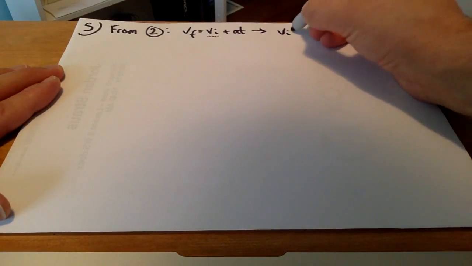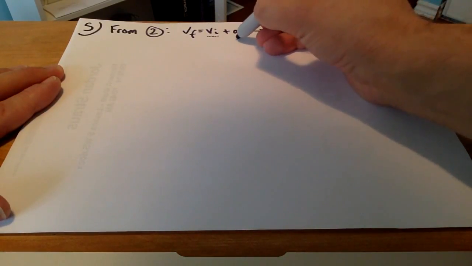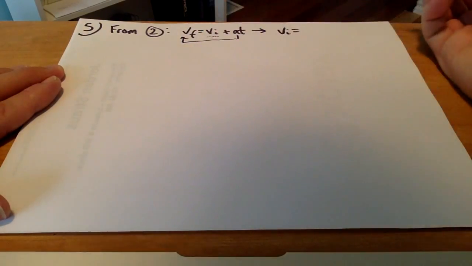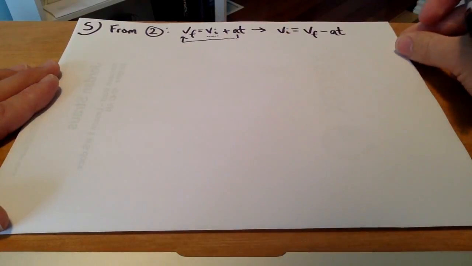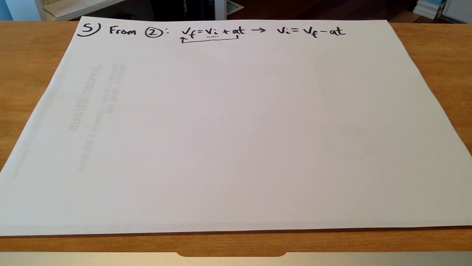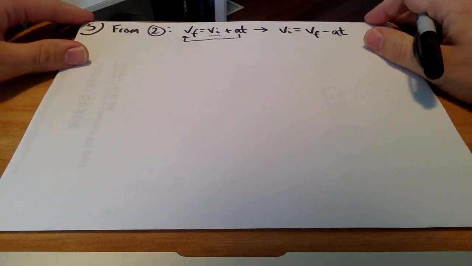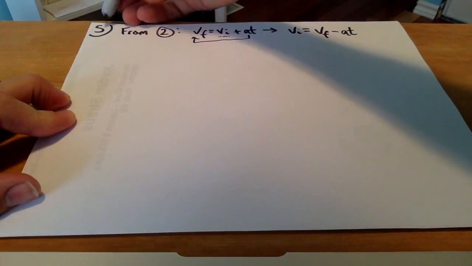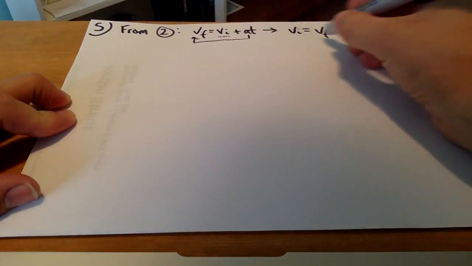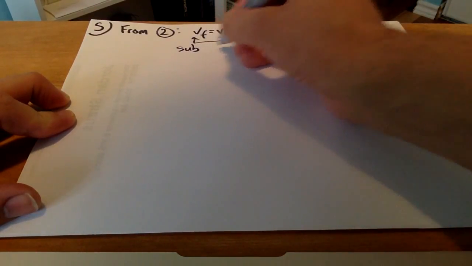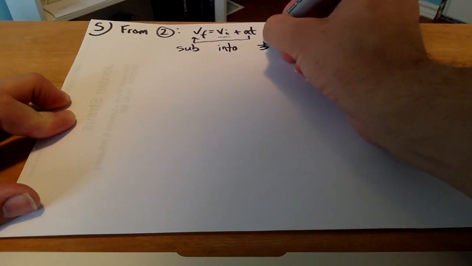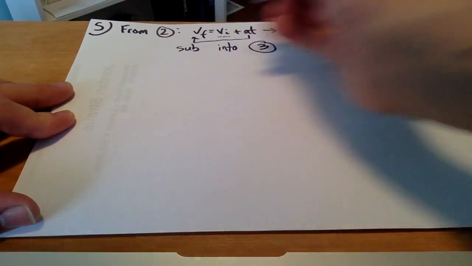In order to do that, I can just bring AT over to the other side of the equation by subtracting it. So I'm left with VF minus AT. This is just a rearranged form of the second equation that we've derived so far. Now, the key to deriving equation 5 is I'm going to take this rearranged equation 2 and substitute it into equation 3. Now, here's what that's going to look like.